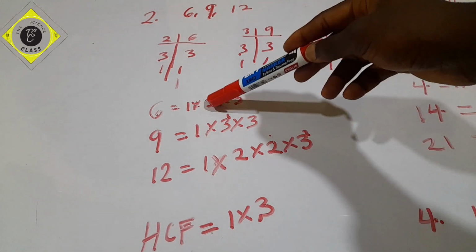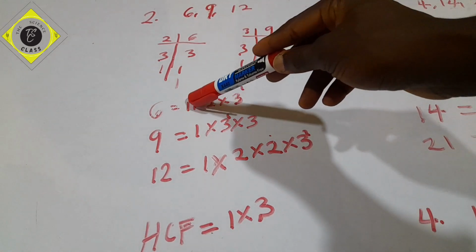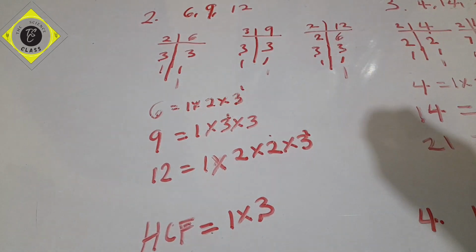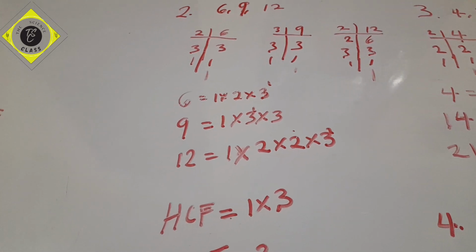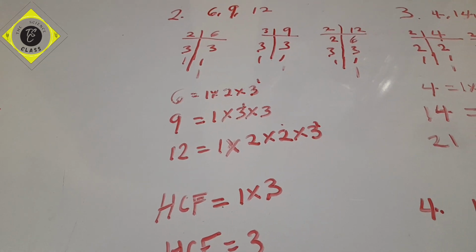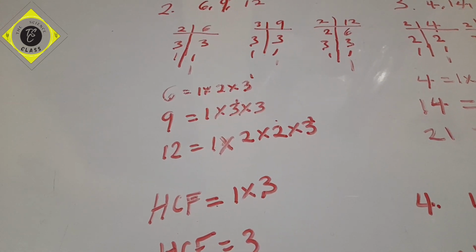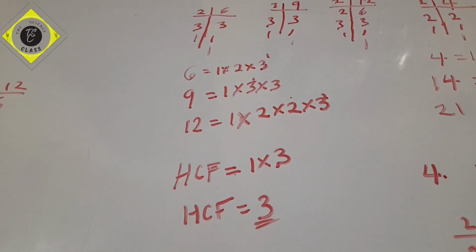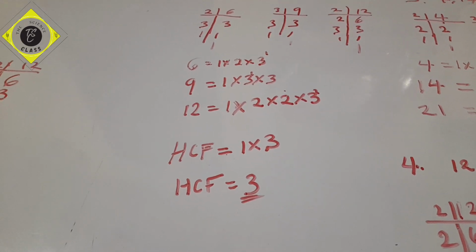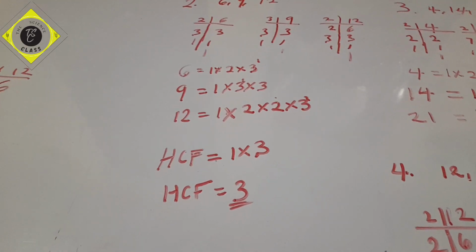You have only one 2, you have only one 3. So that is the highest common factor. The highest common factor here is 1 times 3, which gives us 3. So let's go to the next example.